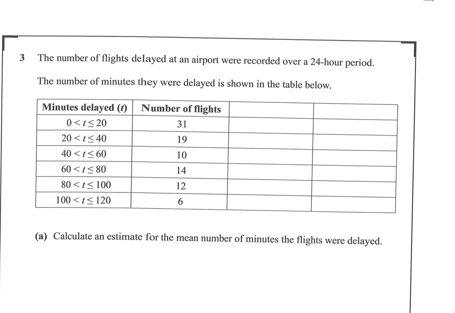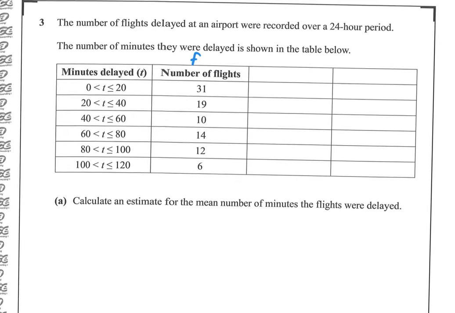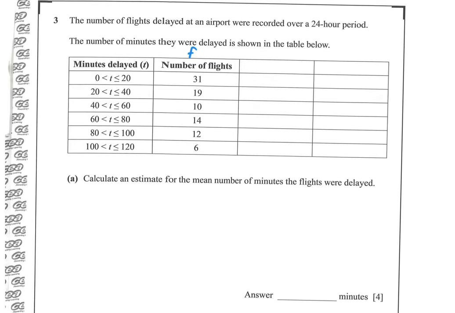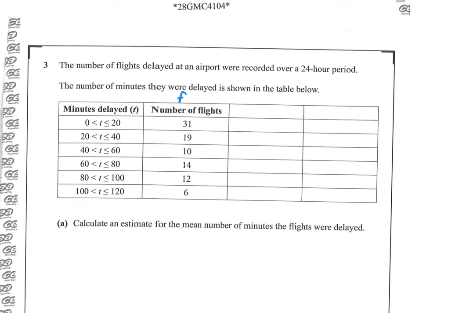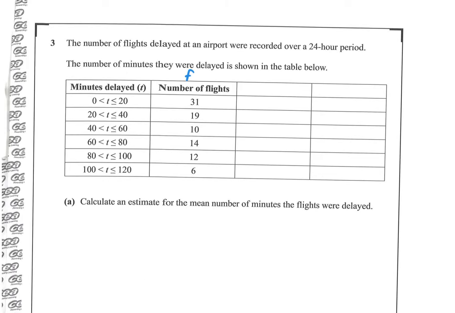Question 3. We've got a frequency distribution here. It says a number of flights delayed at an airport were recorded over a 24-hour period. The number of minutes they were delayed is shown in the table below. So you get your minutes and your number of flights, which is effectively your frequency column. We want to calculate an estimate for the mean number of minutes. I'm just going to look ahead in this question and see if there's anything else we have to do. We might need to use this table. Median. Okay, I will split this up a wee bit differently.